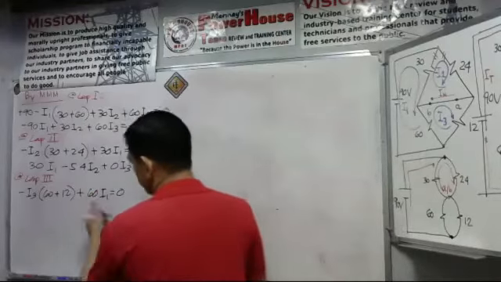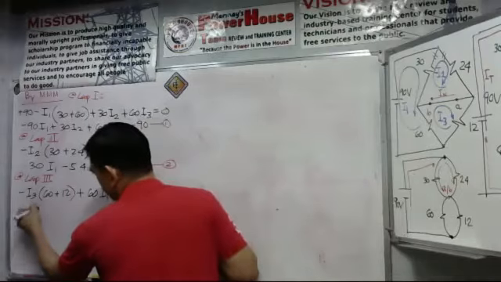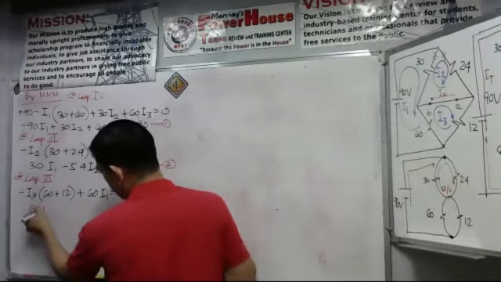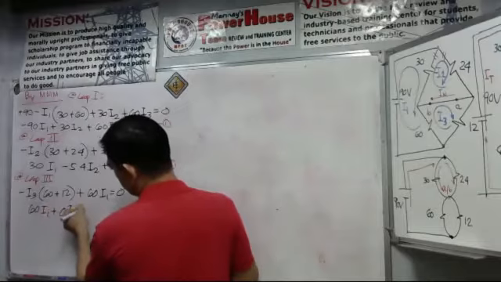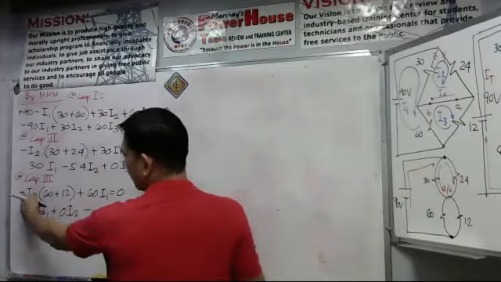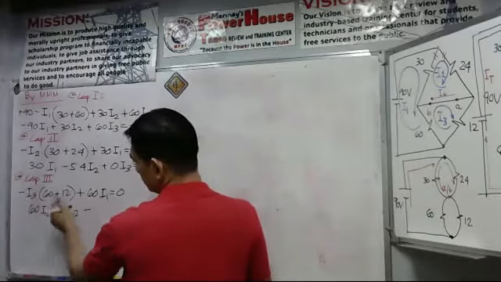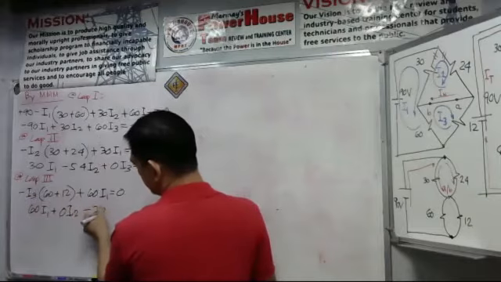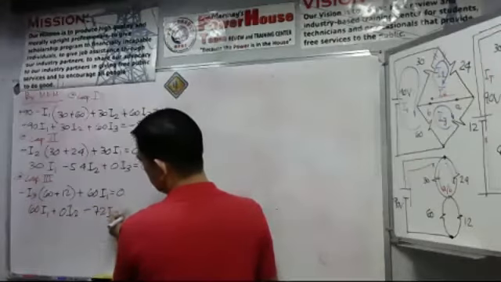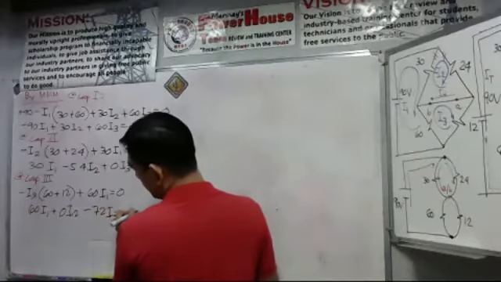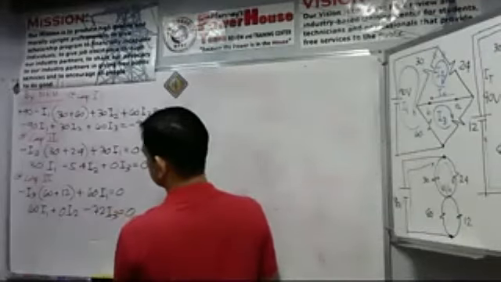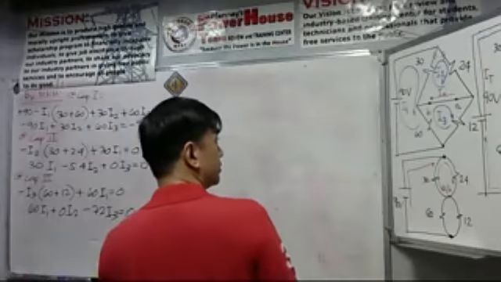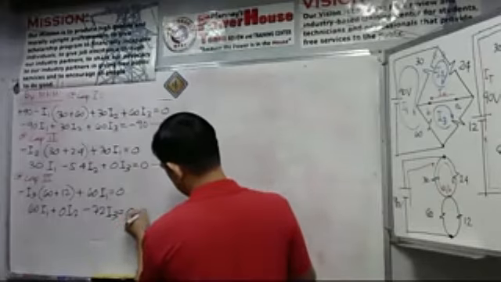Let us simplify. So we have here 60 I sub 1, then plus 0 I sub 2, minus 72 I sub 3. That is equal to 0. That will be our equation number 3.